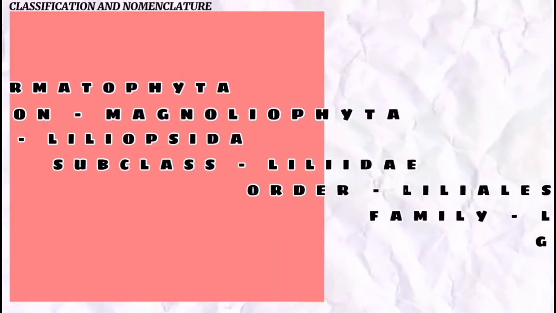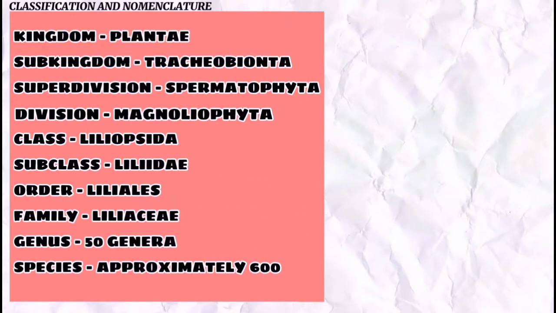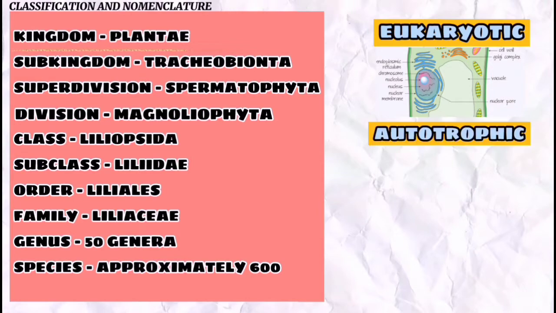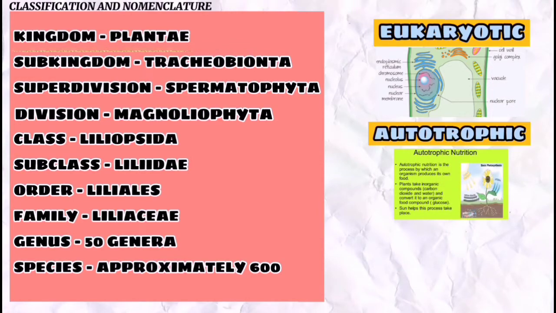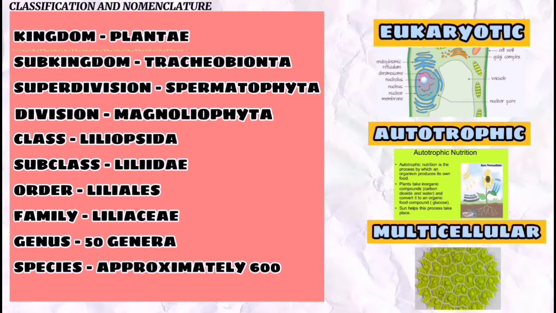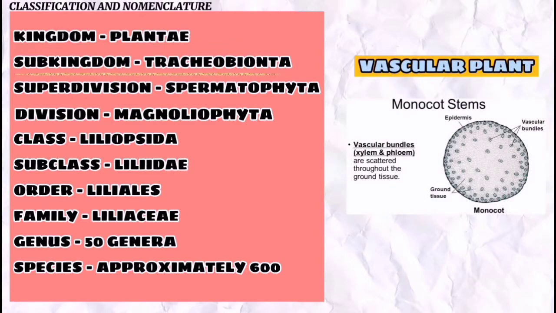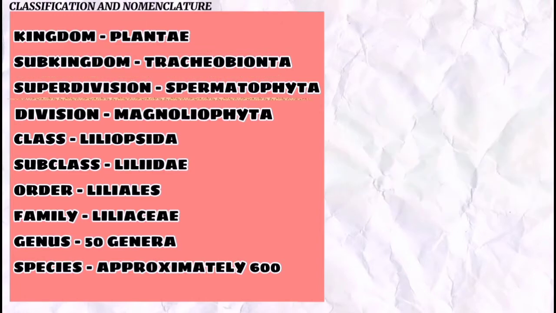Let's start with classification and nomenclature. The lily family belongs to the kingdom Plantae, which is eukaryotic, or has a nucleus, autotrophic, or able to produce their own food via photosynthesis, and they are also multicellular. Next, they belong to the subkingdom Tracheobionta, or vascular plants. These plants have vascular tissues, xylem and phloem.